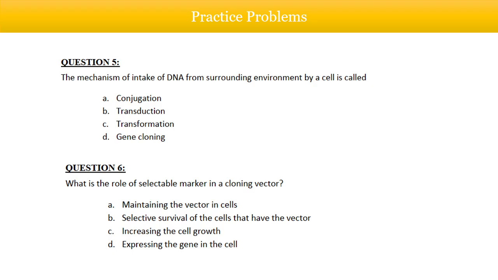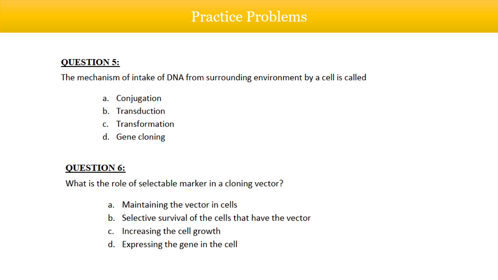Now, the role of a selectable marker in a cloning vector. So, you need a selectable marker. Why is a selectable marker required? For maintaining the vector in cells, selective survival of the cells with the vector, increasing cell growth or expression of the gene in the cell. A selectable marker is definitely used for selecting the survival of the cells that have those vectors. It is required to understand whether your insert or the plasmid has gone into the bacteria or not, as well as whether your cloning has occurred or not, like if there is a change in the color.